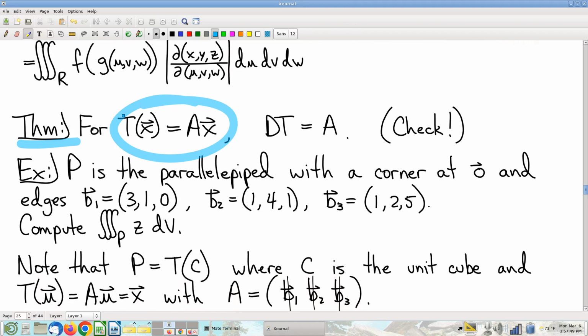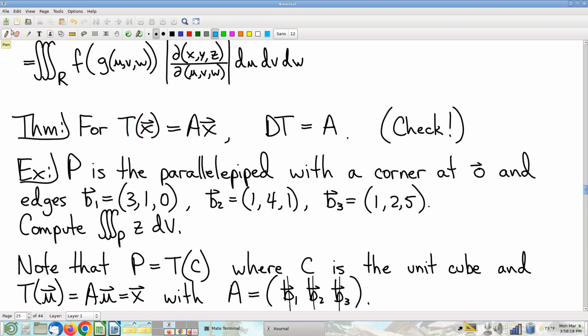Almost seems too good to be true, but if you have a linear transformation, the matrix that represents the transformation, that same matrix is also the derivative matrix for the transformation. Seems a little too weird to be true. But it turns out easy to check. Super easy to check.